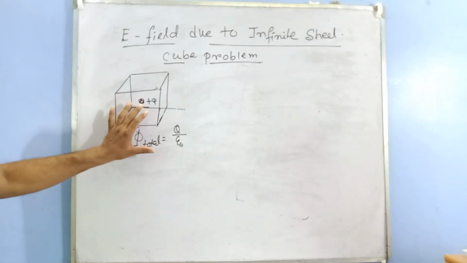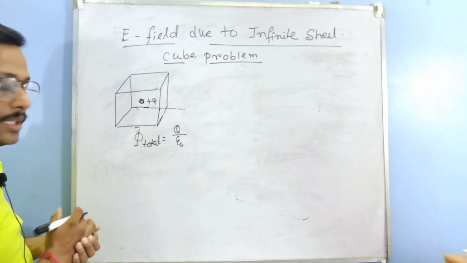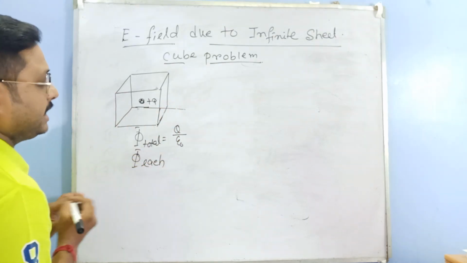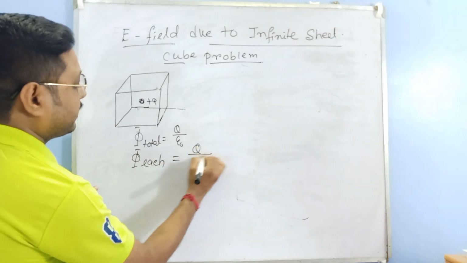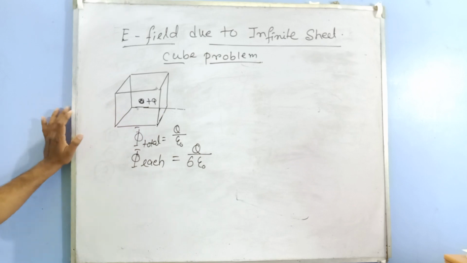Now this flux is divided between 6 faces. So the flux in each face, if we say phi each, equals q divided by 6 epsilon naught. This is a very simple case of a square.